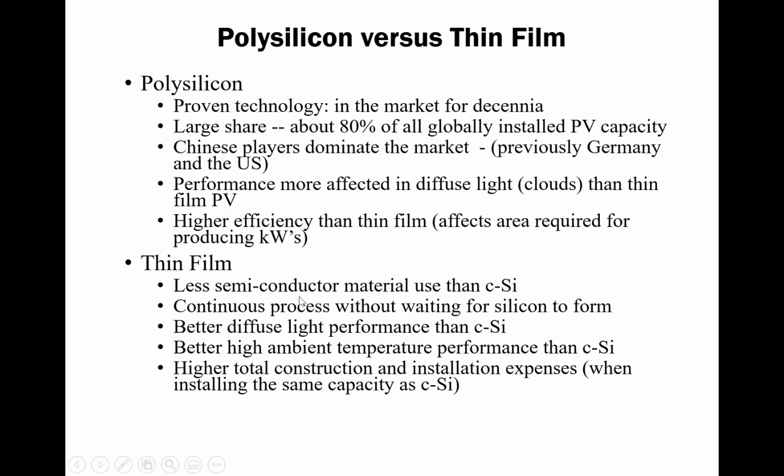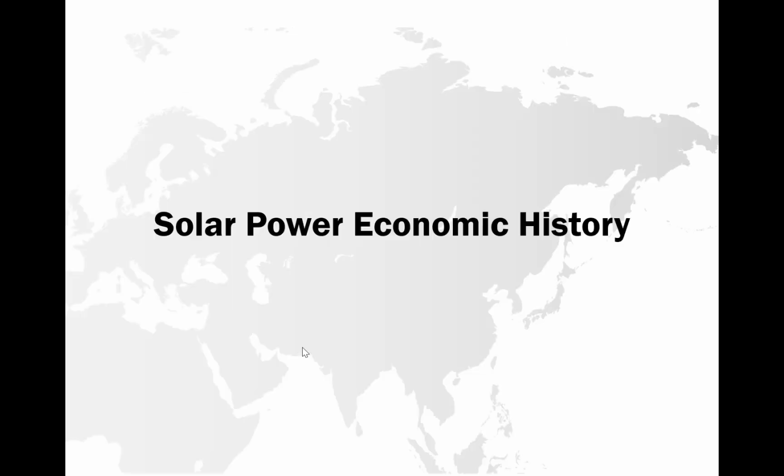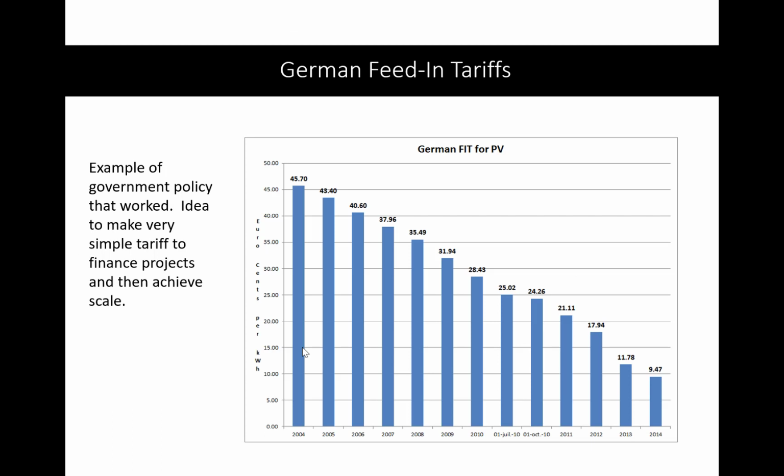The thin film are less efficient, meaning you need more land. They have a better, something called a temperature coefficient, so they don't go down as much when the temperature increases. That's just a little bit of background on what we're talking about. Now let's go through some economic history of solar power.